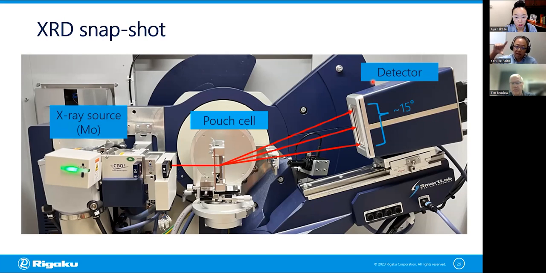And as you see, the detector has a very large window along the 2 theta or diffraction angle, which covers 15 degrees. If 15 degrees of coverage is enough to see the structure changes under the operando condition, you don't need to scan the diffractometer. That way, you can accelerate your XRD measurement much, much faster compared to scanning. This is a conventional XRD method.